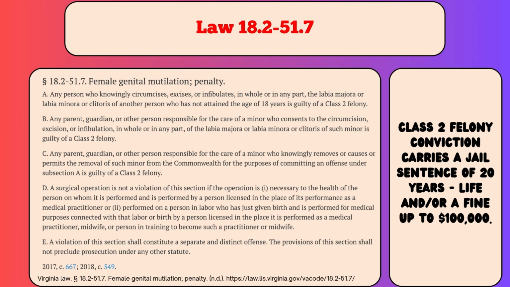Pause the video and read Virginia Code 18.2-51.7. Keeping in mind a Class 2 felony conviction in Virginia State carries a jail sentence of 20 years to life and/or a fine of up to $100,000.